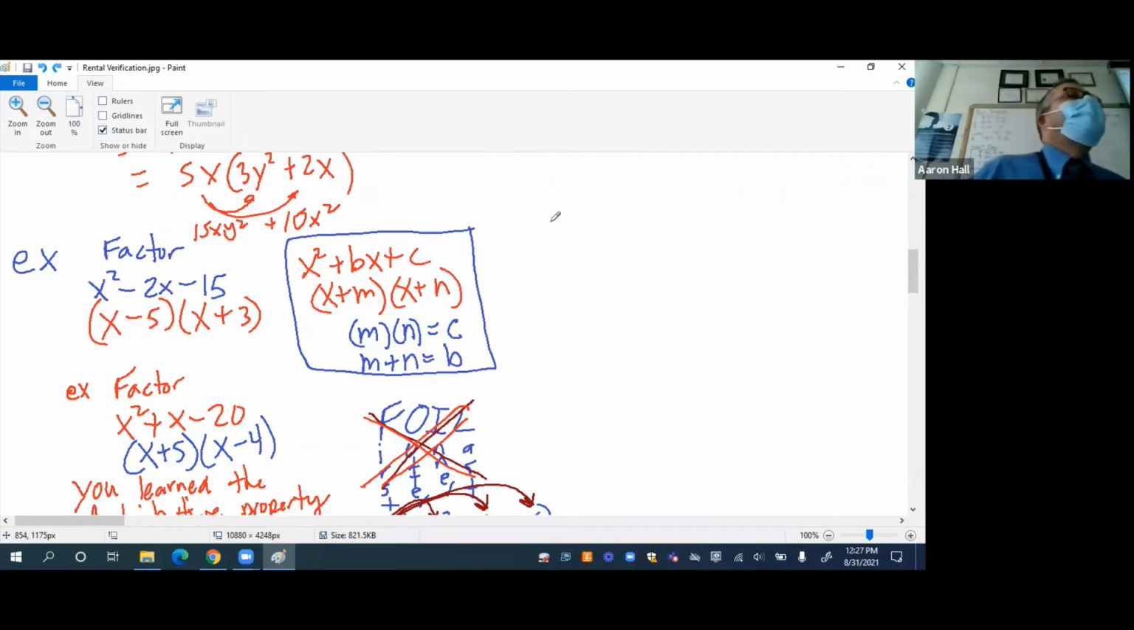Why does Mr. Hall not like FOIL? Yes, it doesn't work with everything, right? I don't like it because it doesn't work with everything. And besides, it's something you've already learned. I certainly do like the distributive property. I apologize for that.